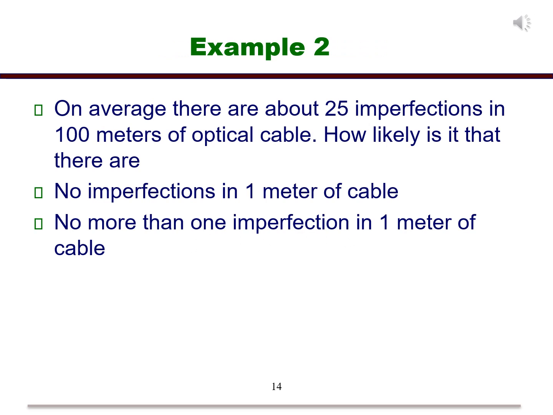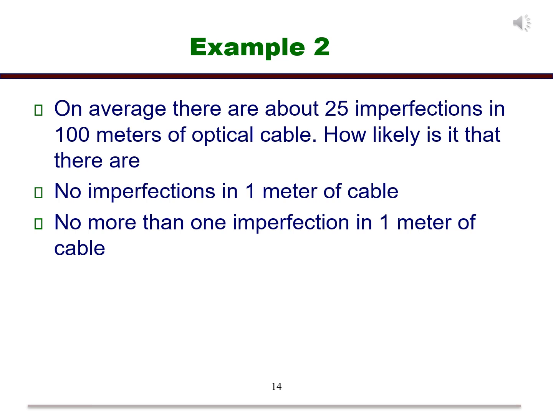Here is another example. Let's assume that on average there are about 25 imperfections in 100 meters of optical cable. Notice here that we are taking 100 meters of cable as our unit, not 1 meter. Now we would like to know about the probabilities for imperfections in 1 meter of cable.